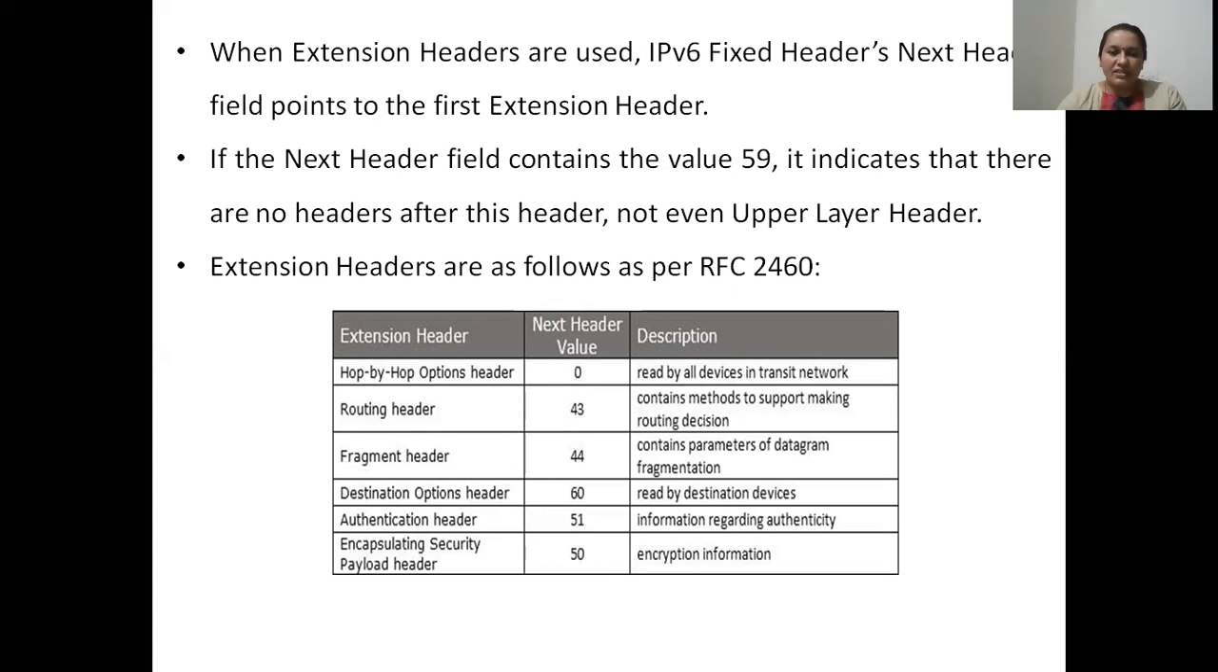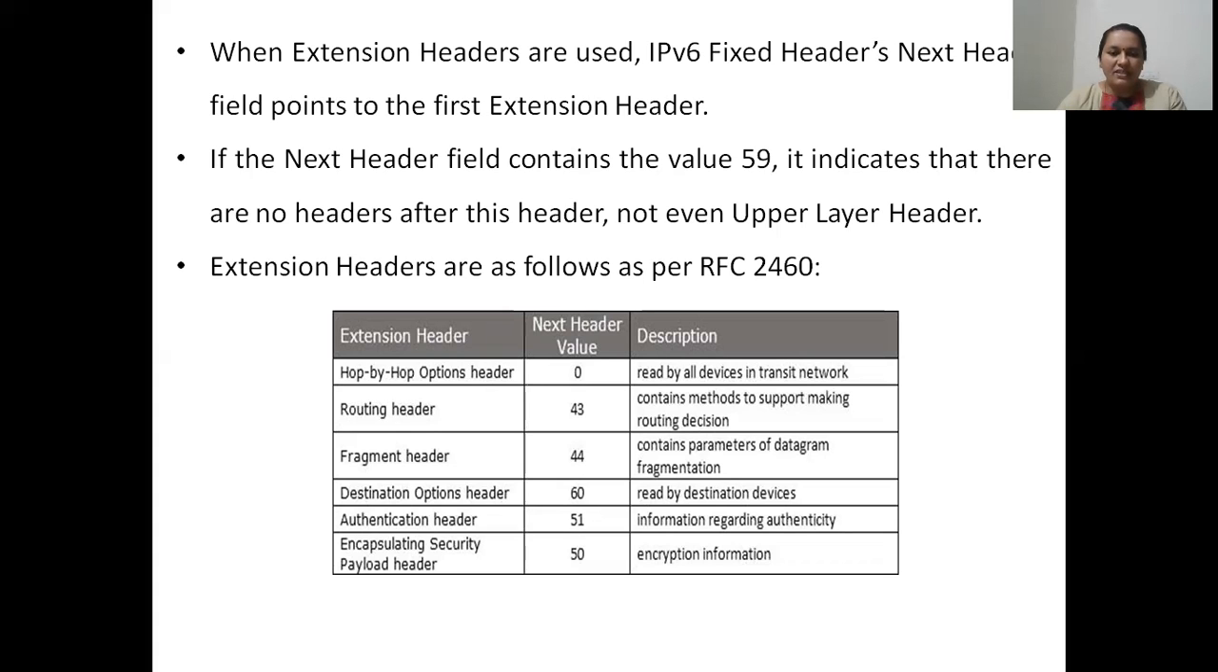44 in the extension header indicates a fragment header. This contains parameters of fragmentation of a datagram. 60 in the next header value indicates destination options header. This will be read by the destination device. 51 is an authentication header. This header gives information regarding the authenticity of the packets.